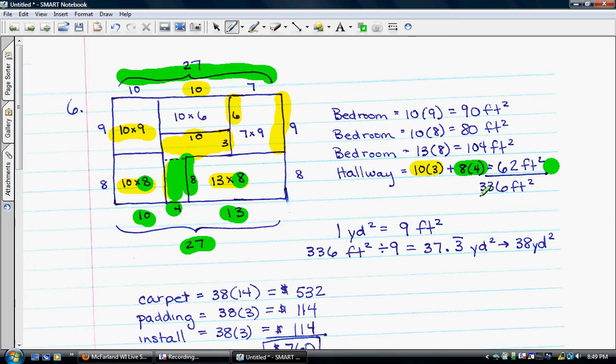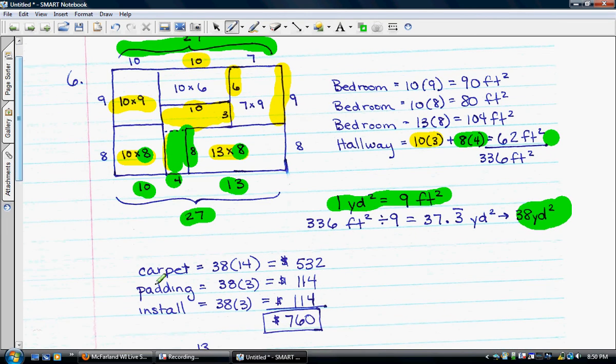Add that all together, and you get a total of 336 square feet that need to be carpeted. But the carpet is sold in square yards, so we need to remember conversion. Yes, there are 3 feet in a yard, but in terms of square feet and square yards, there are 9 square feet in every square yard. So take the total number of square feet and divide it by 9 to get 37.3 repeating square yards, which rounds up to 39 square yards of carpet.